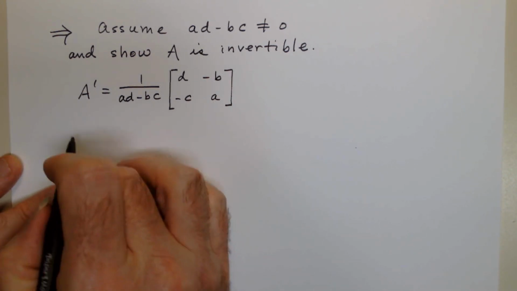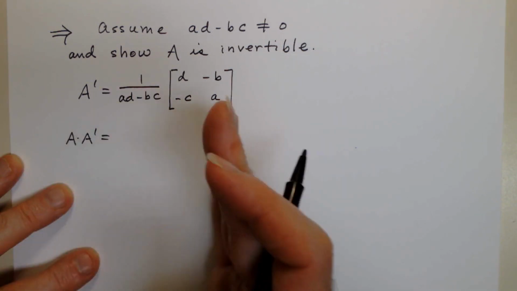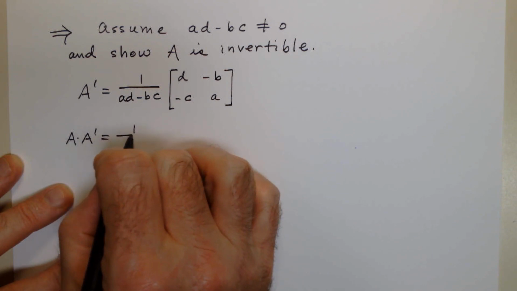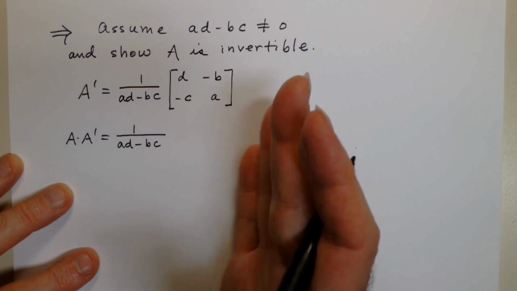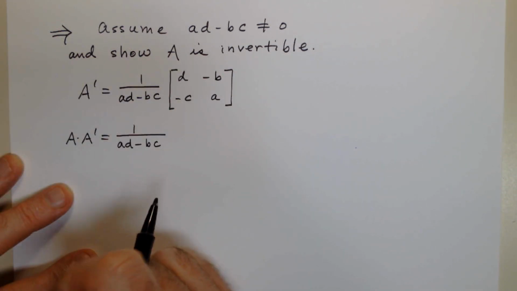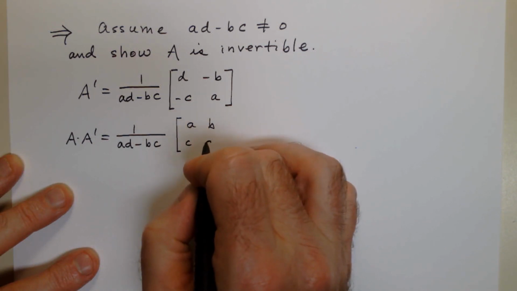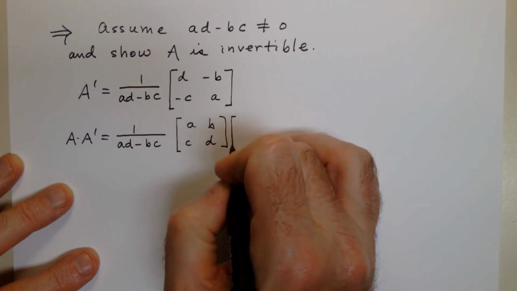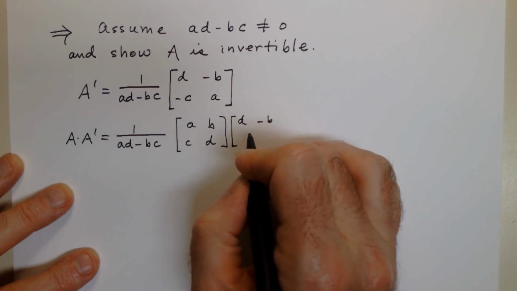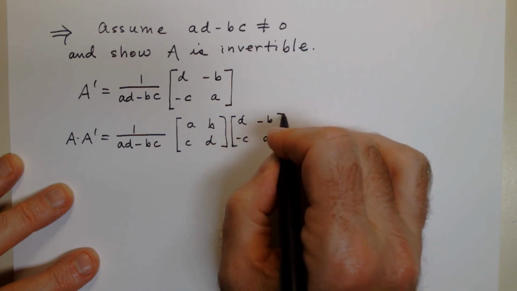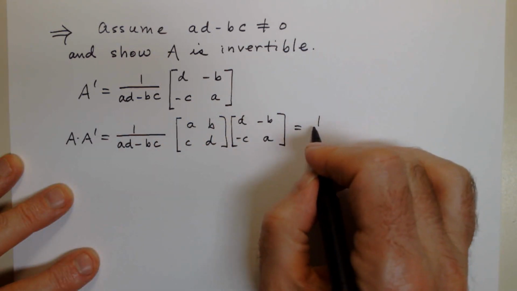So let's look at this direction first. Let's do A times A prime, and I'm going to leave this scalar out in front. So that's one of our properties of matrix multiplication. We can do all our scaling at the end. I'm going to first write the matrix A. Then I'm going to write this other part of A prime. And then I need to work out this matrix product. I'm going to leave that scalar out in front.